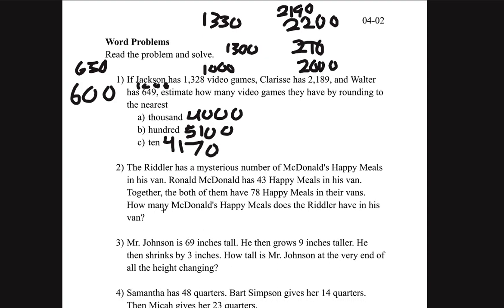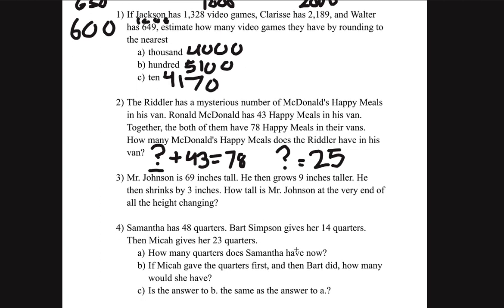So we have an unknown amount in the Riddler's van, and we know Ronald McDonald has 43. And then in total it will equal 78. And we want to know what this mystery number is. So to do that, we're going to separate these two by subtracting 43, leaving the question mark alone. So we do 78 minus 43, and that's going to be 25. And so the Riddler would have 25 Happy Meals in his van.